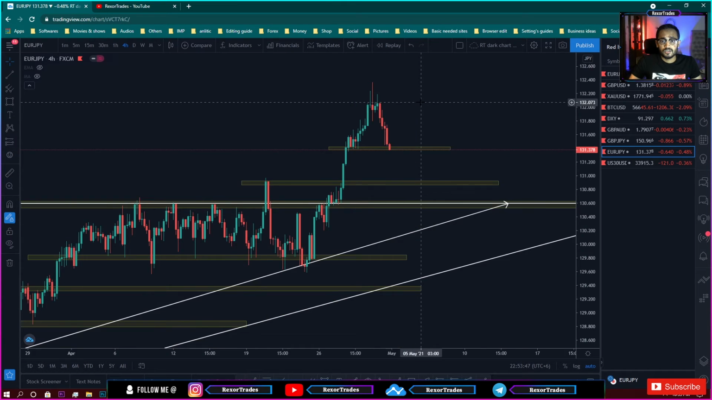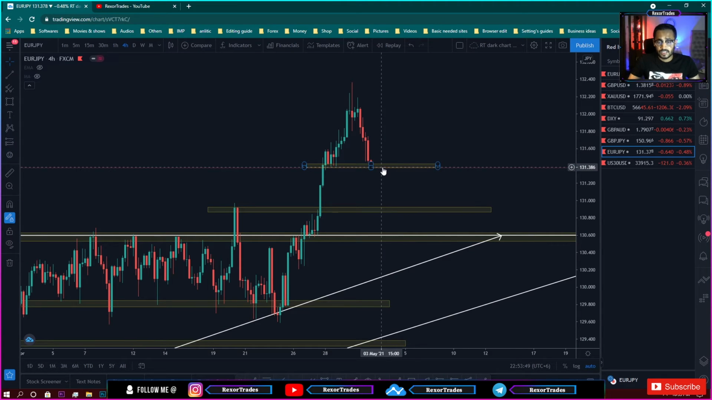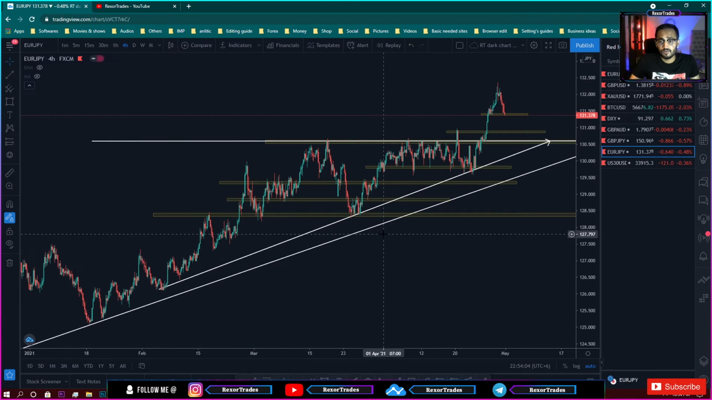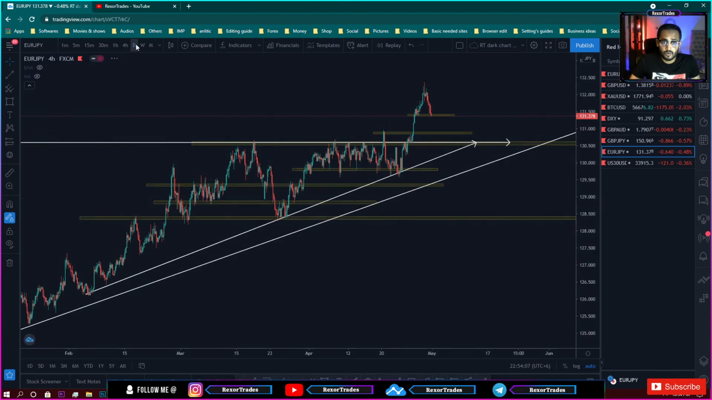So what we can do is wait to see if EURJPY breaks out of this zone with further bearish momentum. If it does, then we can take a short entry in hopes of EURJPY reaching this zone over here. But the ultimate move of EURJPY should be going long.